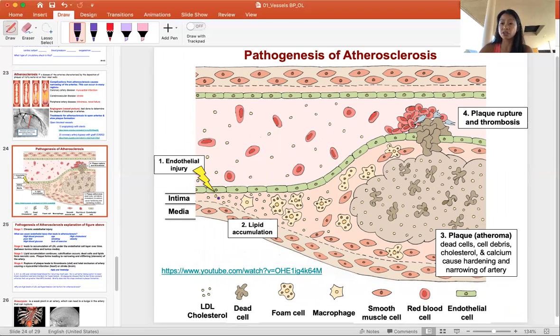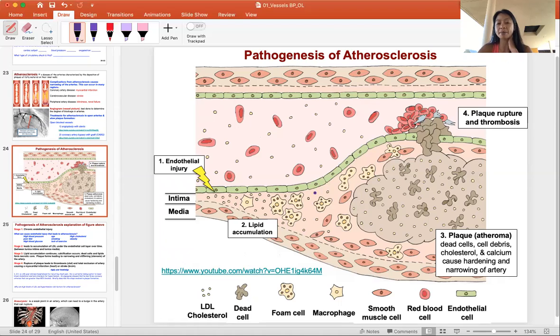Common endothelial injury is high blood pressure causing the vessel to stretch and damage. As it damages, lipid, LDL, can start seeping in between the tunica intima and the tunica media. So it starts filling in here. And then there are a few other steps that I skip for the purpose of less complication.